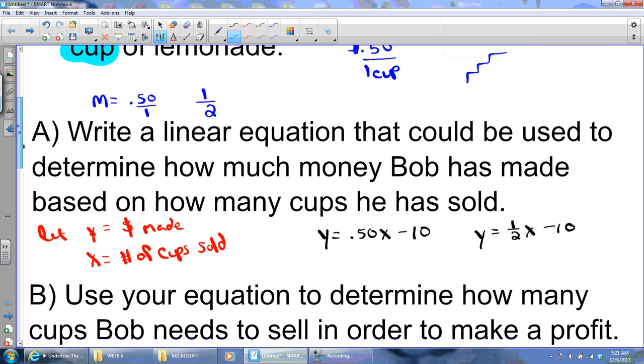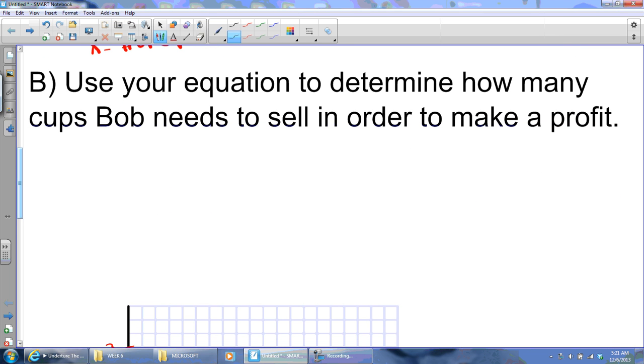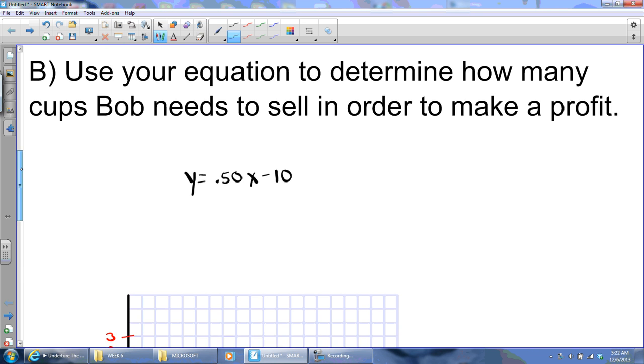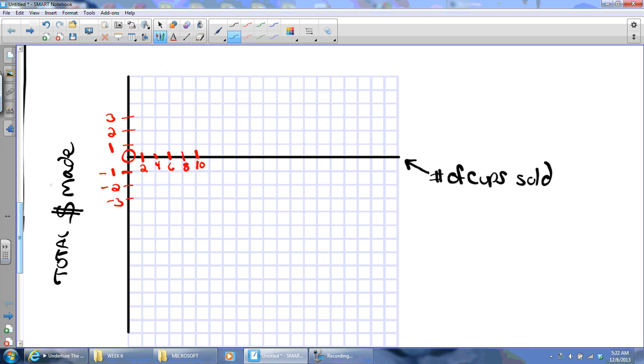Okay, so now we have to use our equation to determine how many cups Bob needs to sell in order to make a profit. Well, let's go ahead and graph it. I think I'm going to use that one. And notice my graph is looking different. I didn't use a full 4-quadrant graph because it's impossible to sell a negative number of cups. So I didn't consider any number of cups less than 0.